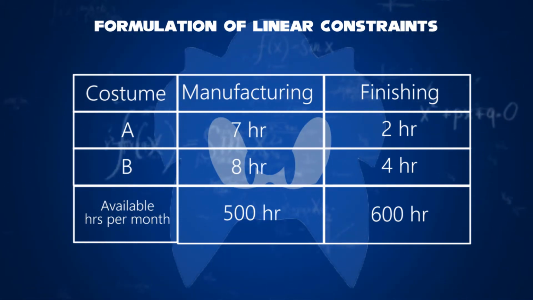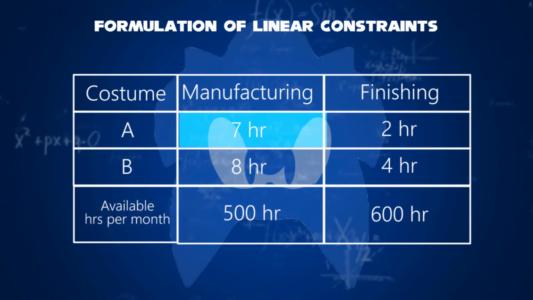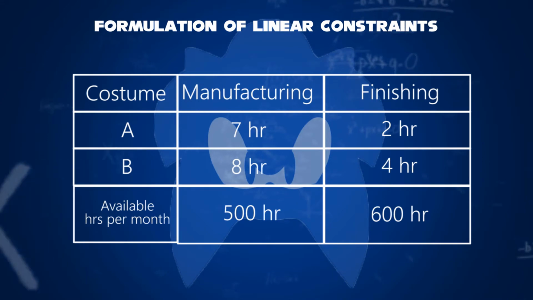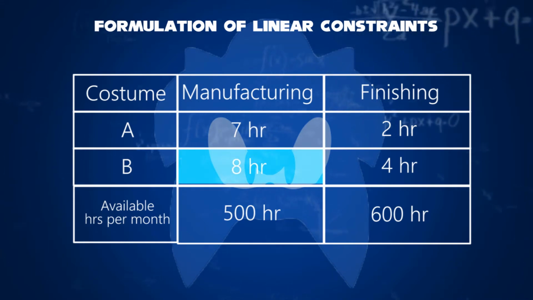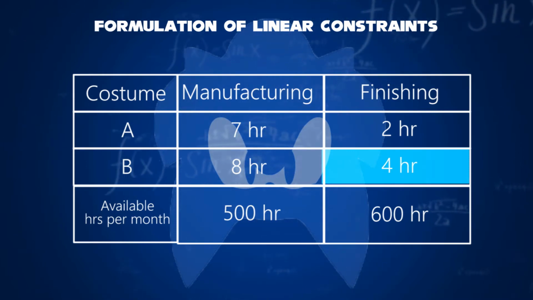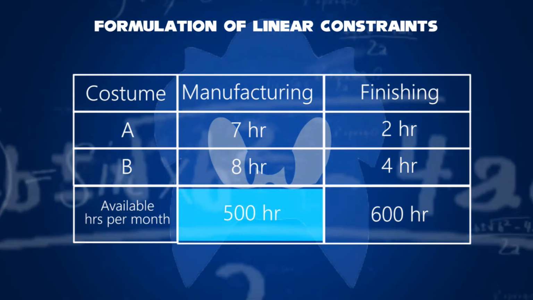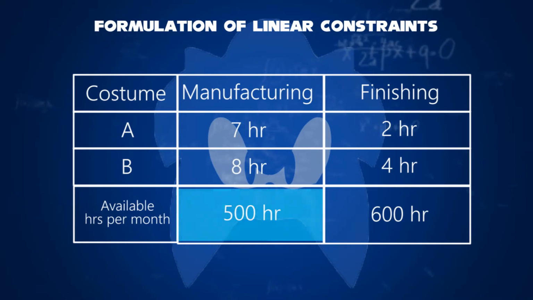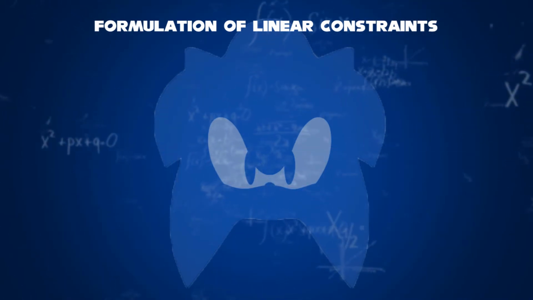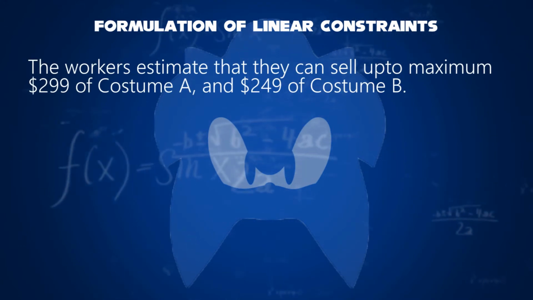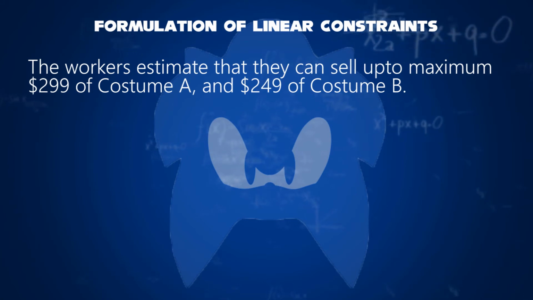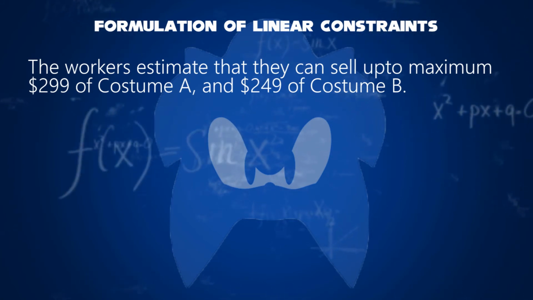Costume A, Sonic the Hedgehog, requires 7 hours of manufacturing, and 2 hours of finishing. And costume B, Amy Rose, requires 8 hours of manufacturing, and 4 hours of finishing. In a month, available hours of manufacturing is up to 500 hours, and finishing is up to 600 hours. The workers estimate that they can sell up to maximum $299 of costume A, and $249 of costume B.